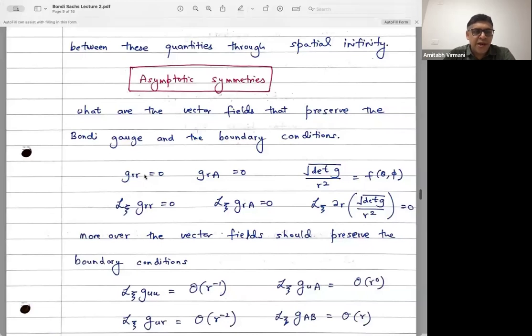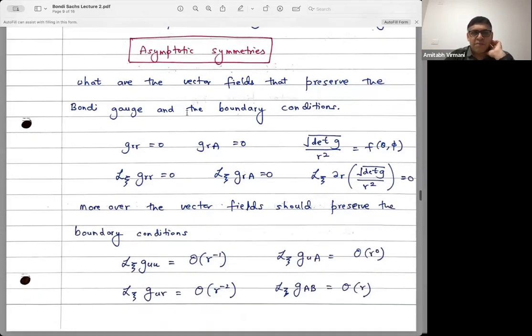So the Bondi gauge is G_RR equal to 0. So I want to look for vector fields such that the Lie derivative along those vector fields of the G_RR component is 0. Similarly, G_RA is 0, so the Lie derivative of G_RA along that vector field should be 0. And the radial coordinate has to satisfy this determinant condition: the determinant of G_AB, the metric on the sphere, divided by R squared is only a function of theta. So I can write it like del_R of this quantity is 0. So the Lie derivative of del_R of this quantity must be 0. So these are the three conditions which are just preserving the Bondi gauge.